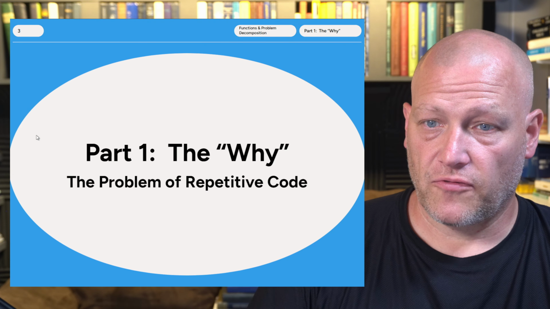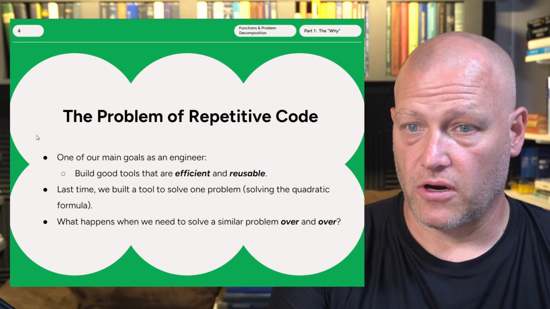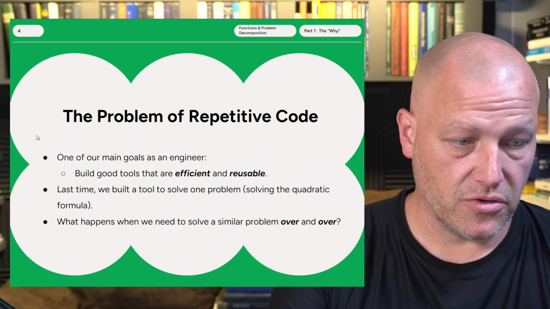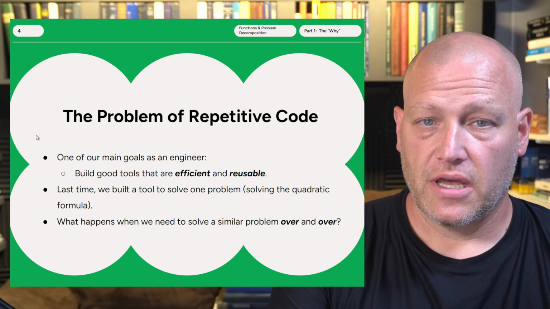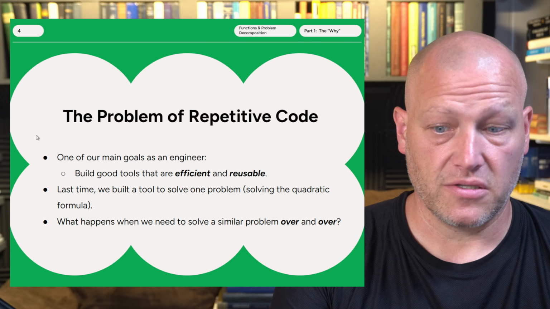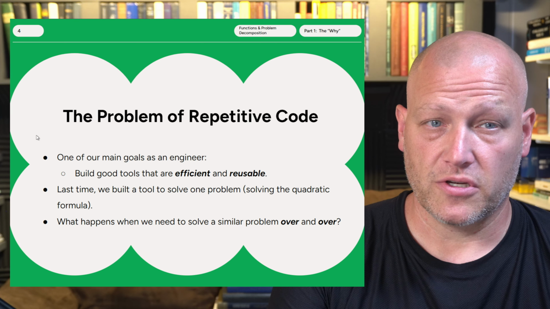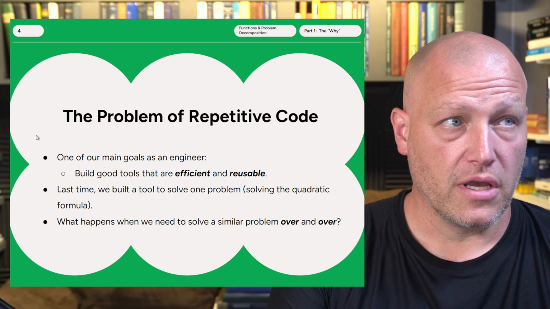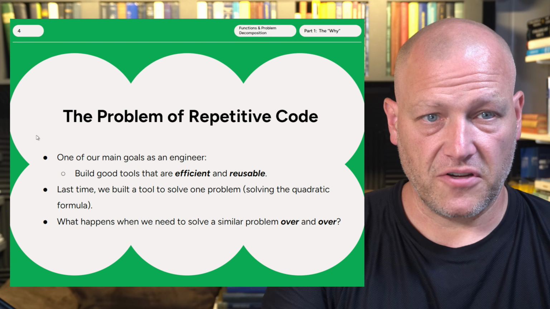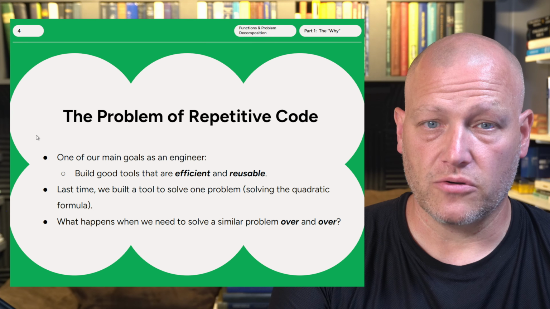All right, so let's start off first with the why of the problem here. So, the problem of repetitive code. One of the main goals of an engineer is, when we're making tools, we want to make sure that those tools are efficient and, if possible, reusable. If you're building a drill, you want to be able to use that drill more than just once. Or if you're designing a car or a rocket ship in the case of SpaceX, you want those tools to be efficient, easy to use, and also able to be reused over and over again.